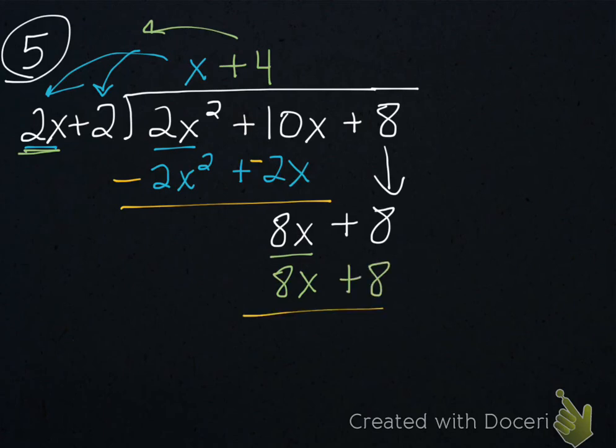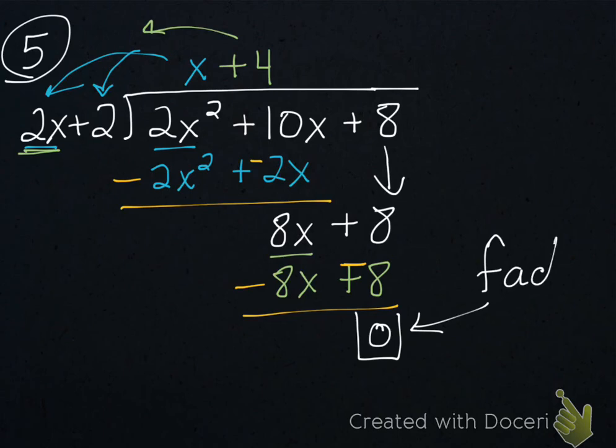Draw your line, change your signs. Negative, negative. 8x minus 8x is 0. 8 minus 8 is 0. The remainder of 0 means what? It is a factor. That's my remainder. So my quotient is x plus 4.